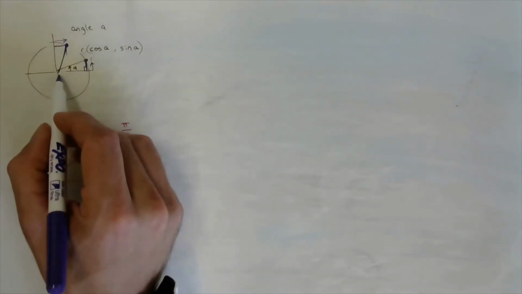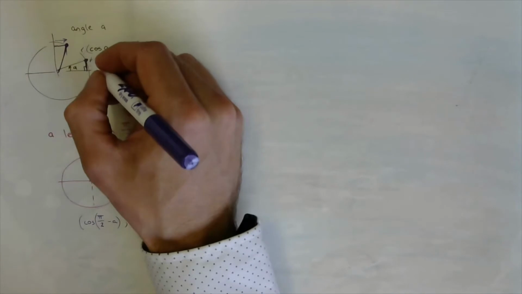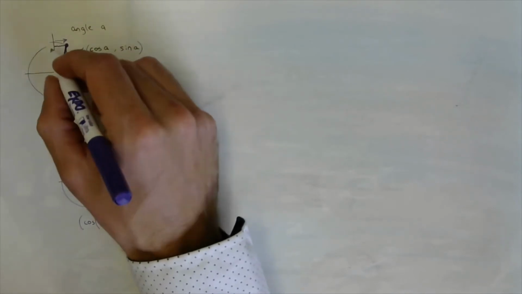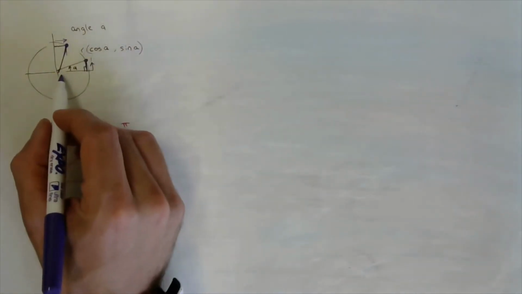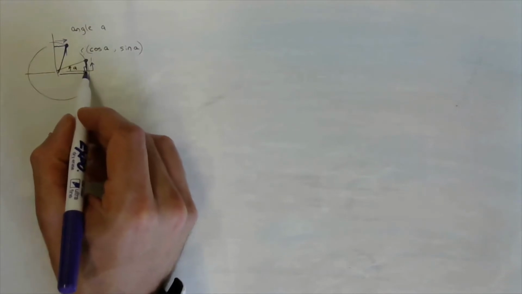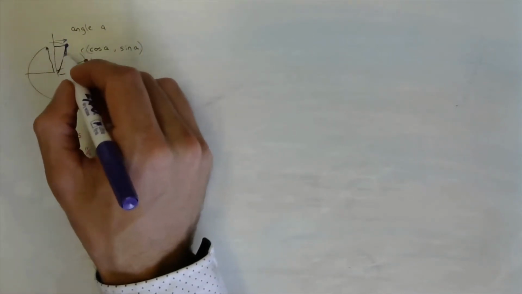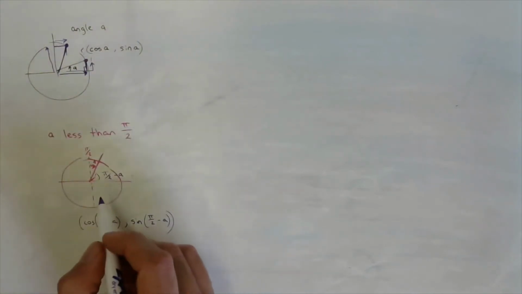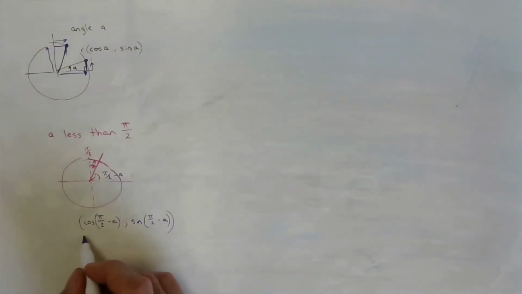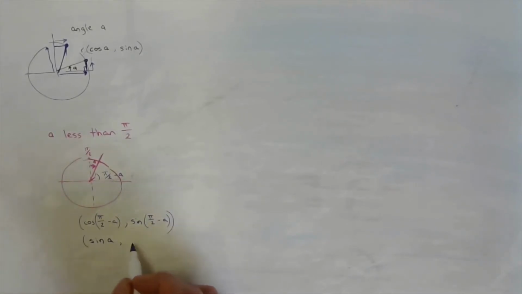And our y coordinate was sine of A. Now that's going to be our x coordinate. And our x coordinate was the cosine of A. But now that's the same as the height along our y coordinate when we do pi over 2 minus A. So all that to say, our x value is now the sine of A, and our y value is now the cosine of A.